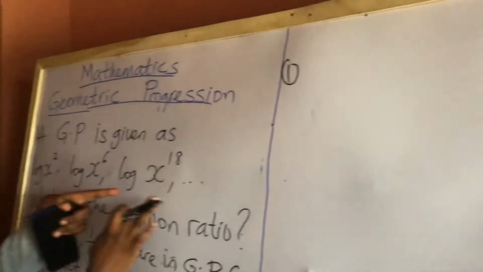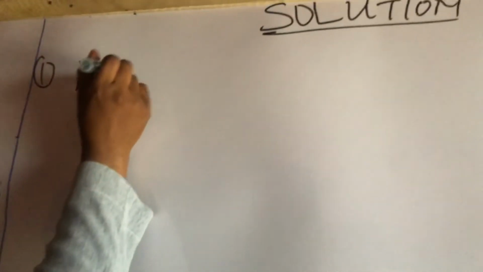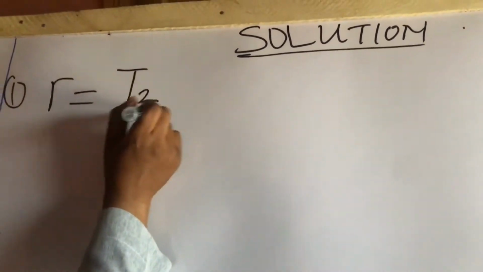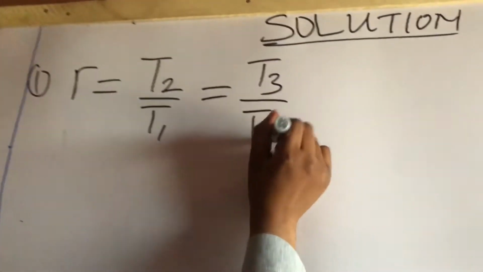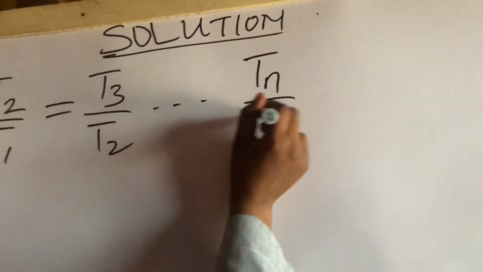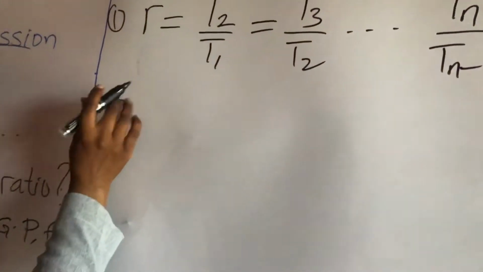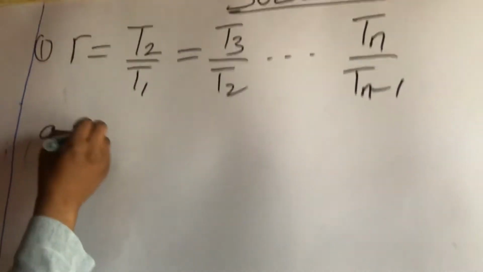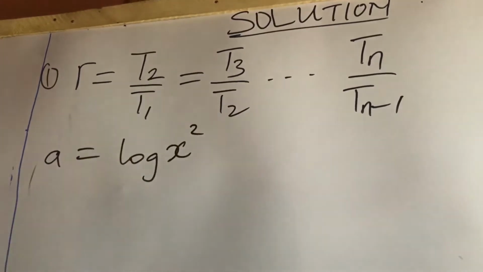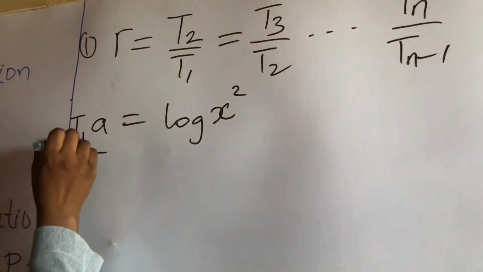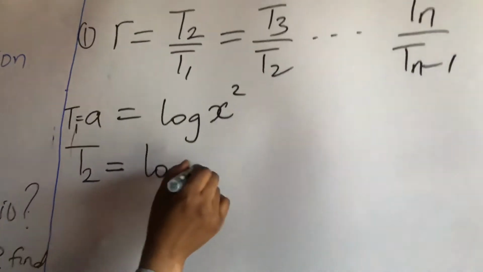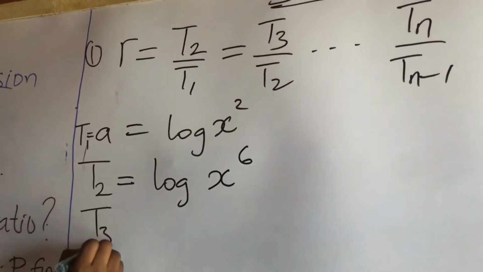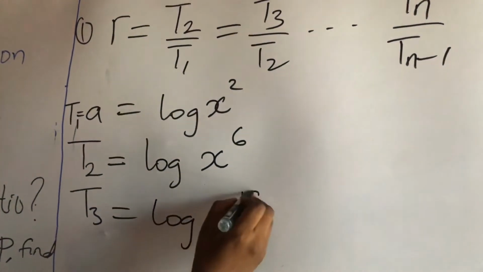So here we need to find the common ratio of this sequence. The common ratio will be the second term divided by the first term, like I explained earlier, then the third term divided by the second term, and so on until you get to the last term divided by the second to the last term. So here the first term of this sequence is log of x squared. Remember that the first term is usually denoted with small a. The second term here is the log of x raised to the power of 6, and the third term is log of x raised to the power of 18.